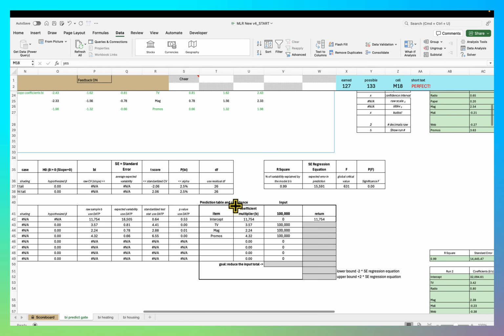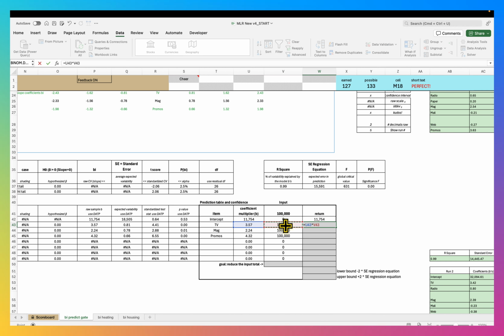We have here something called the prediction table and confidence in the prediction table. So what we're going to do is say, okay, here's our three predictors, TV, magazine, and promos. What if we spent $100,000 on each one? Right? What would our return be? And so the return is going to be just those two multiplied together. So this times this. And we can carry that formula down. And then our total return is going to be the sum of all those.